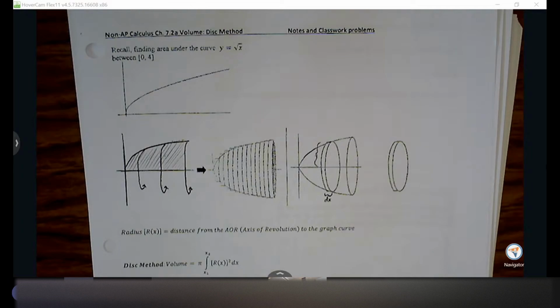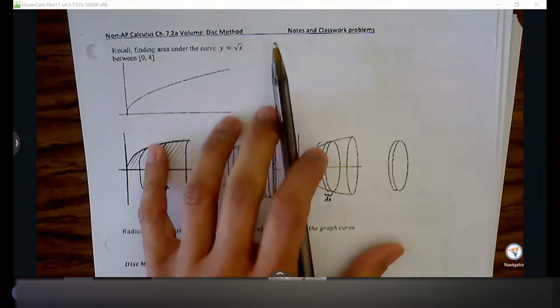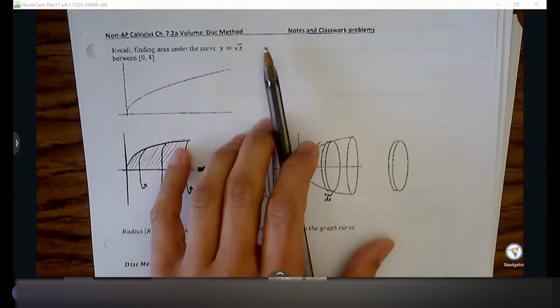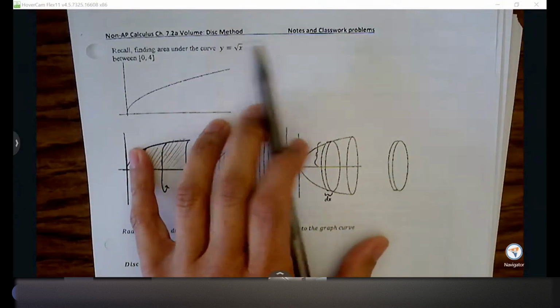We're going to be starting our volume section on the disk method. We're going to split up volume into three lessons: disk method, washer method, and cross-section. So the disk method and washer method are very similar. We'll spend today going over the disk method.